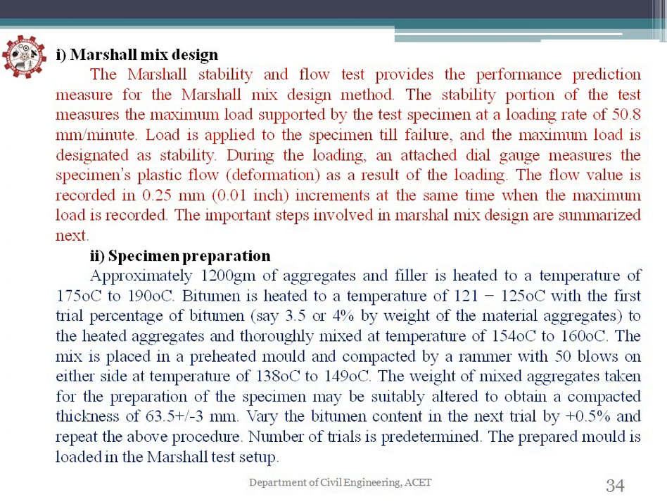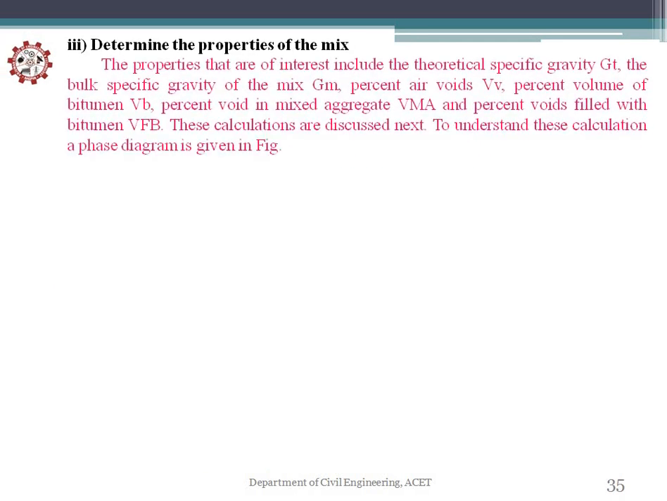Then again they are preheated, and the molds are kept at a temperature up to 149 degrees. Then the weight is taken, and the specimen is prepared to a thickness of 63.5 plus minus 3 mm, and the trial is taken and the Marshall setup is taken. Then comes the determination of properties of the mix.